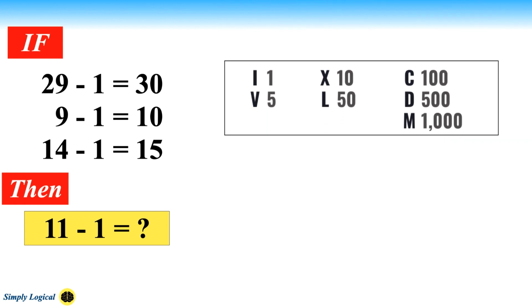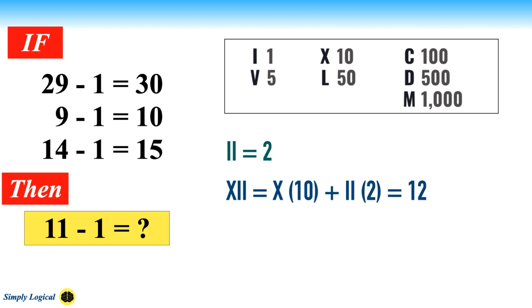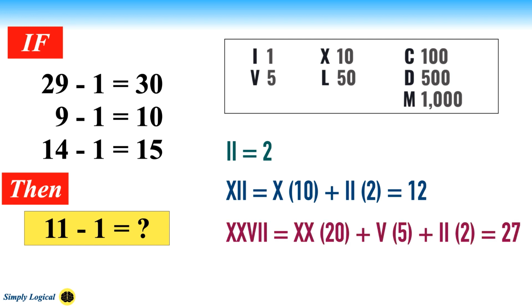For example, the Roman numeral for 2 is written as II. The number 12 is written as XII, which is just X plus II. If you take this a step further, the number 27 is written as XXVII, which when broken down looks like XX, which is 20, plus V, which is 5, plus II, which is 2. Summing all will result in 27.